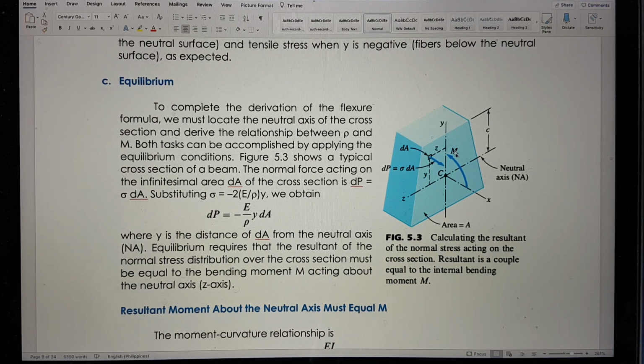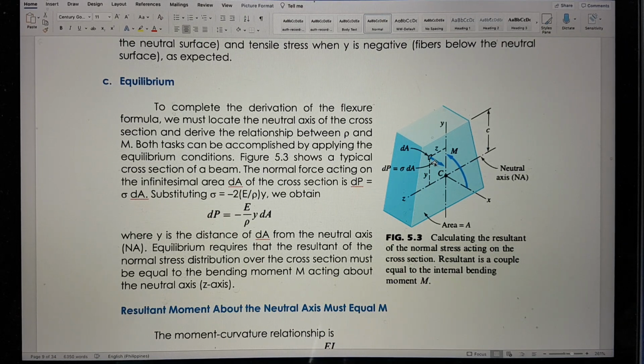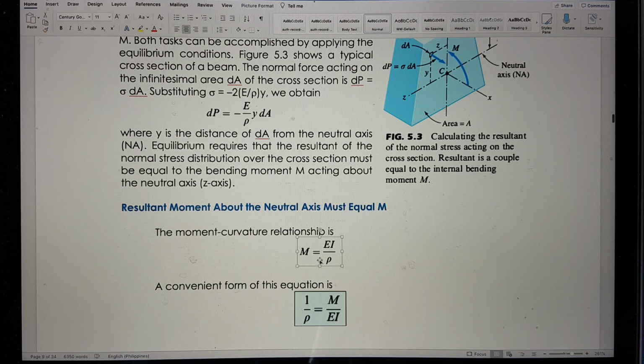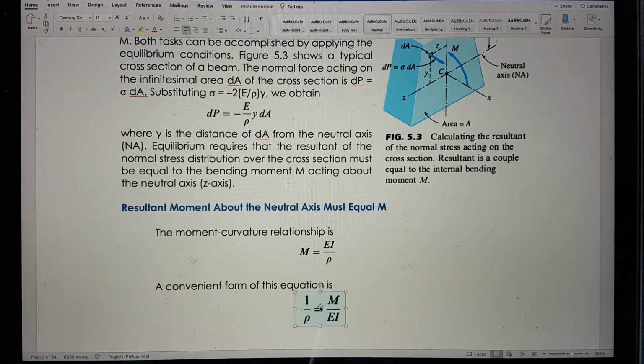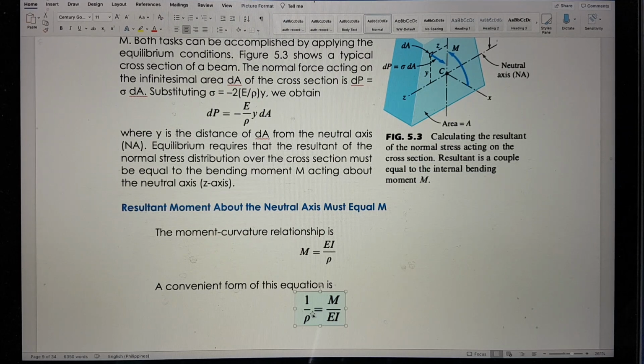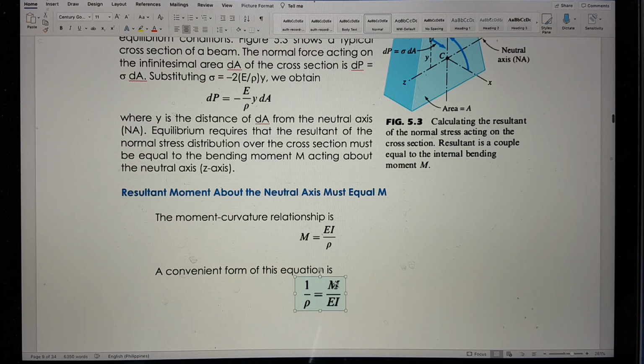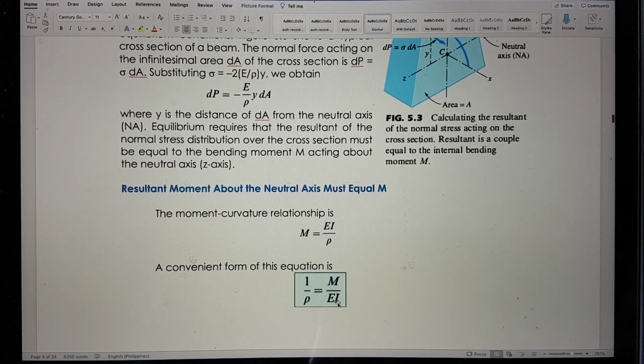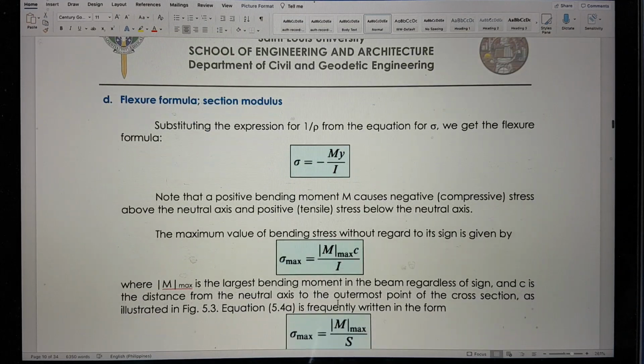And if we are to relate that with moment, because this normal force is the one causing the moment, okay? So we can derive our moment-curvature relationship. Moment is equivalent to E times I divided by rho, or it is famously known as this equation: 1 over rho is equivalent to M over EI. Rho is the radius, M is moment, E is the modulus of elasticity, while I is the moment of inertia. Okay?